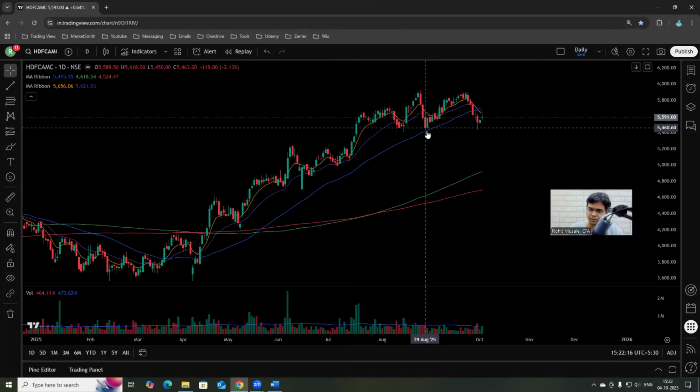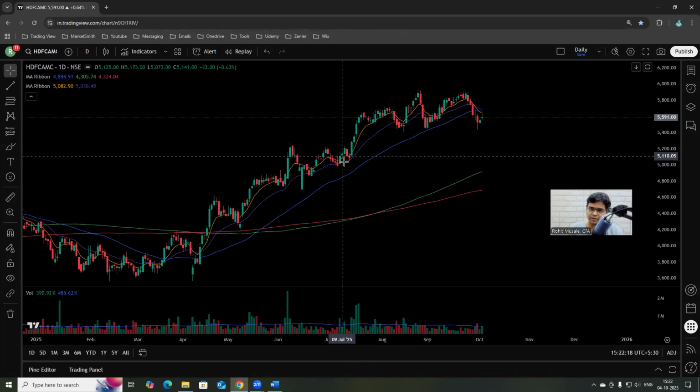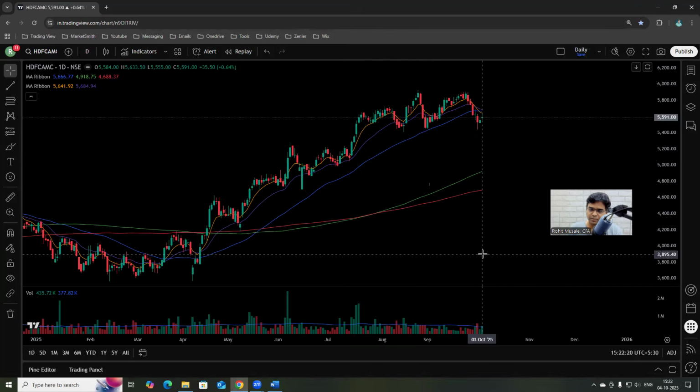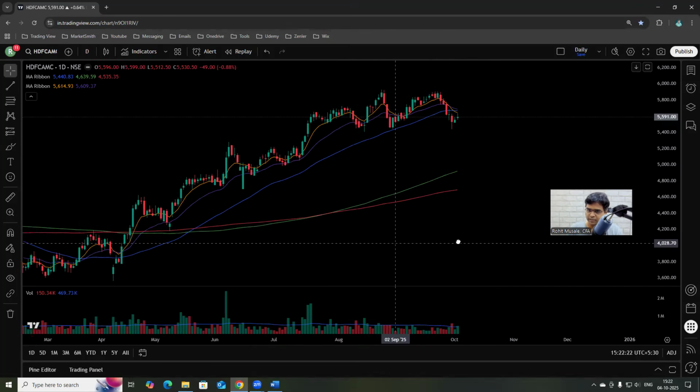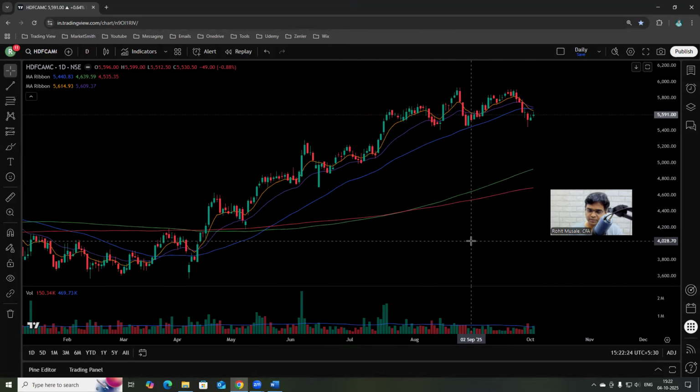So here is a pullback on the 50, then here is a pullback on the 21 EMA. I don't discuss pullbacks because I don't do pullbacks. There is a guy called Charles Harris.